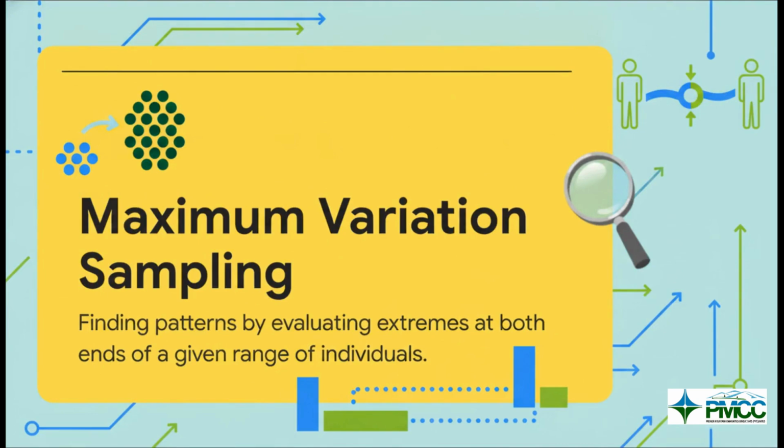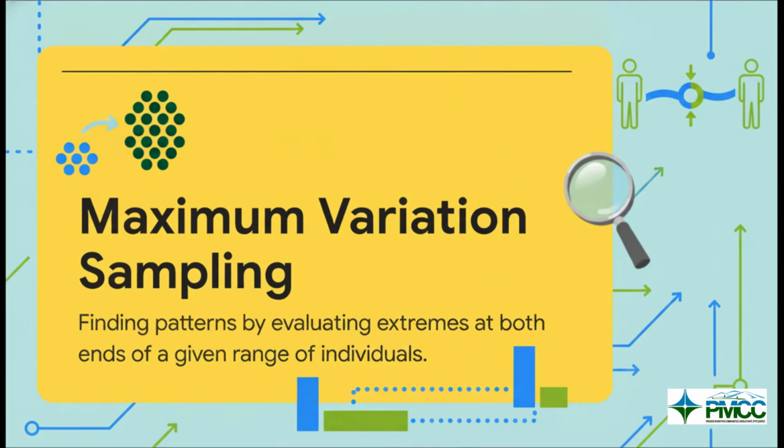Now, what's really interesting here is how we cut through the noise of diverse populations. Maximum variation sampling happens when an evaluator deliberately goes looking for extremes at either end of a spectrum. You aren't looking for the average person here, you're looking for the outliers.